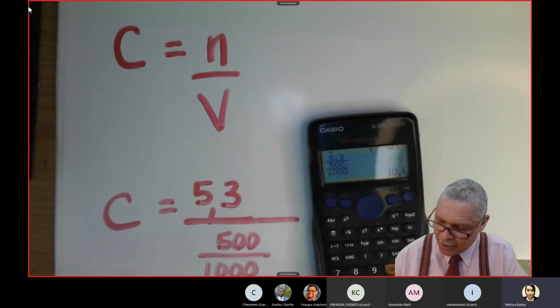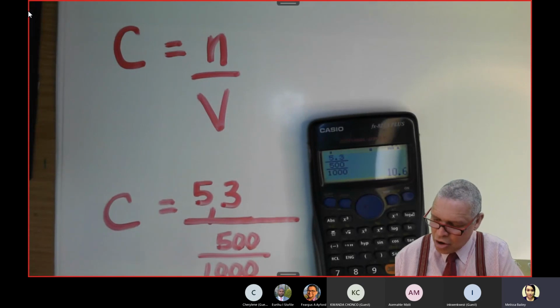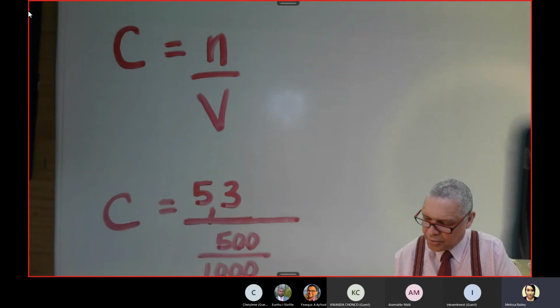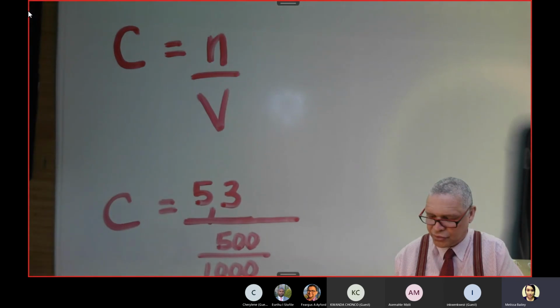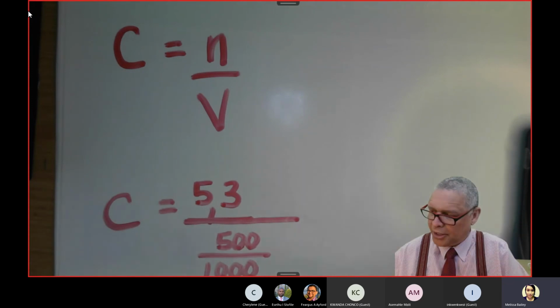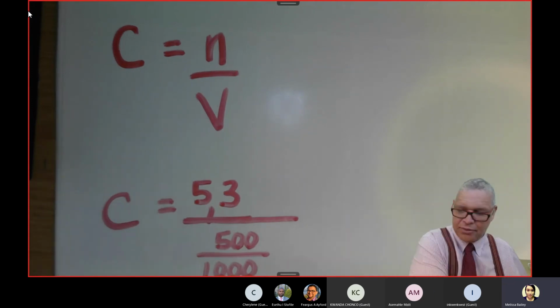So let's just write this down. That is equal to 10,6 mole per cubic decimeter. Mole per cubic decimeter. Okay, and that is going into our rice table there. What about the next one? 3,9. Well, we do exactly the same thing.